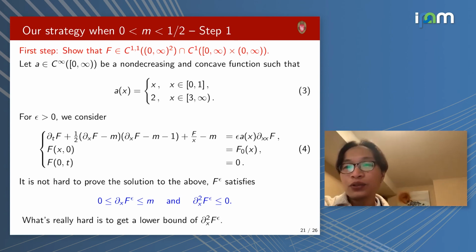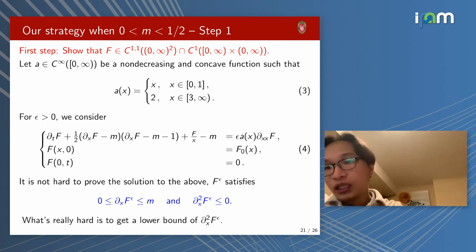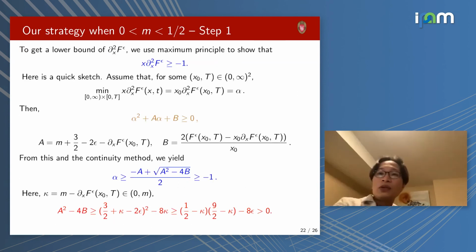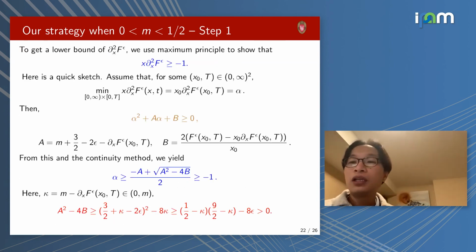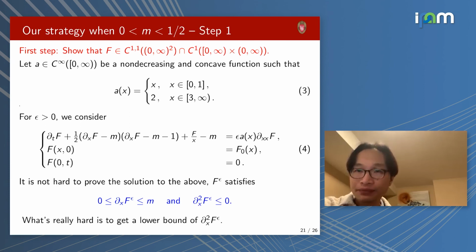What is really hard is to prove the lower bound of u^ε_xx. So how did we prove the lower bound of u^ε_xx? What we considered was to try to use the maximum principle for x times u^ε_xx. And we show that this is greater than or equal to -1. I'll also explain why we have to take x times u^ε_xx. If you look here, the viscosity term is also like that. It's x times u^ε_xx.